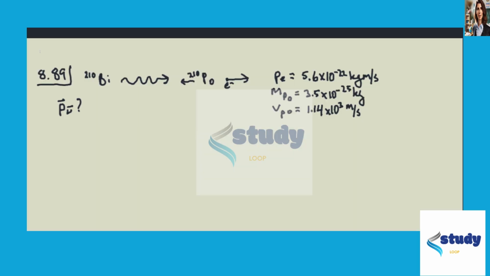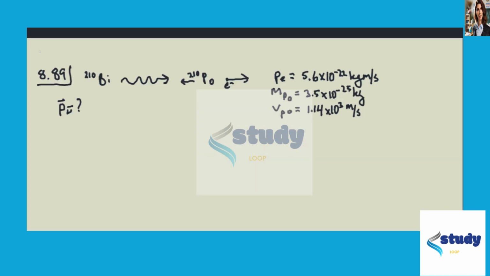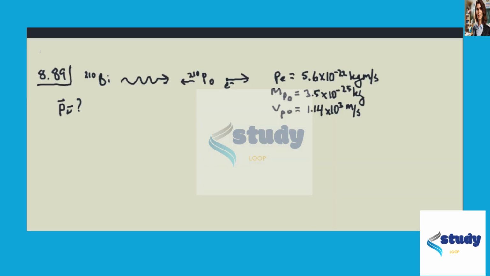So problem 8.89, this is actually a pretty cool example of just how powerful the conservation of momentum can be, because this is how a new type of elementary particle was discovered in the early 20th century.